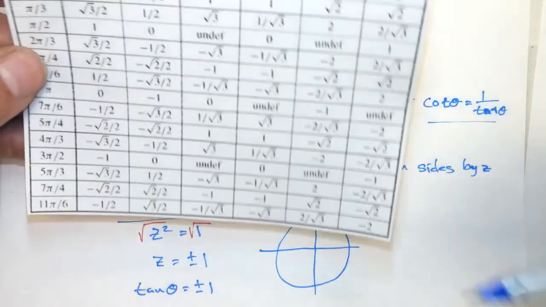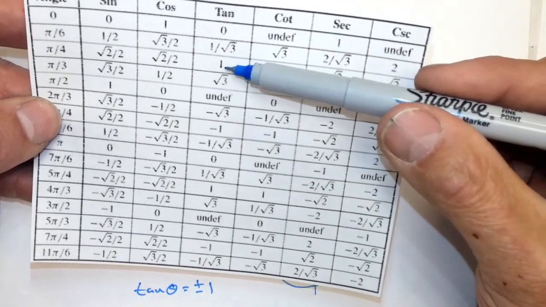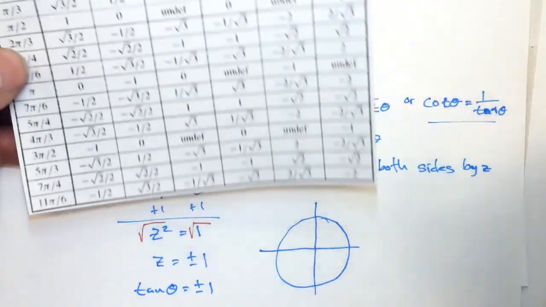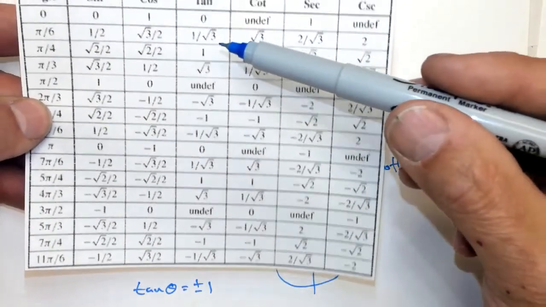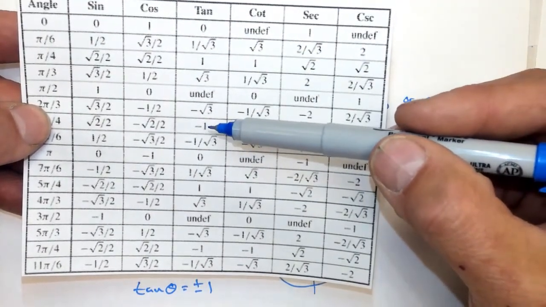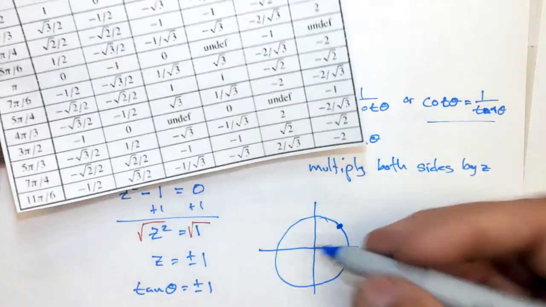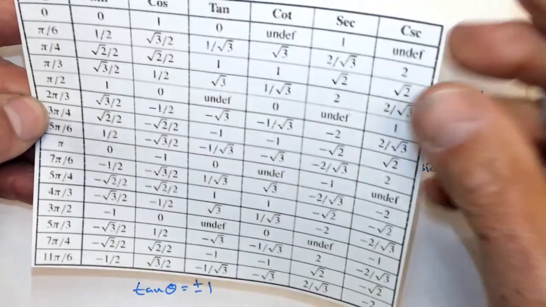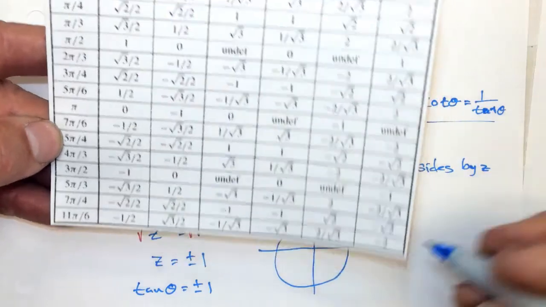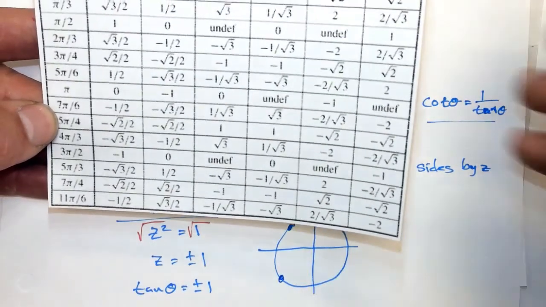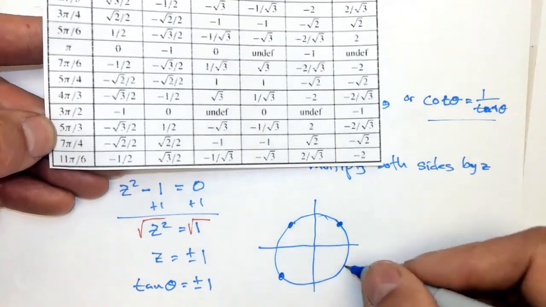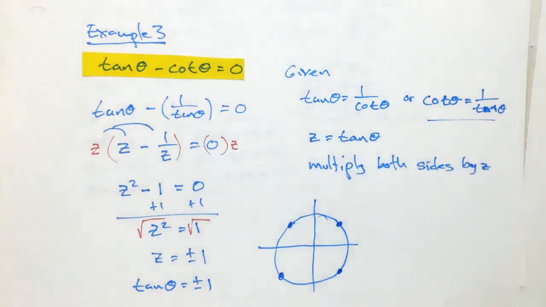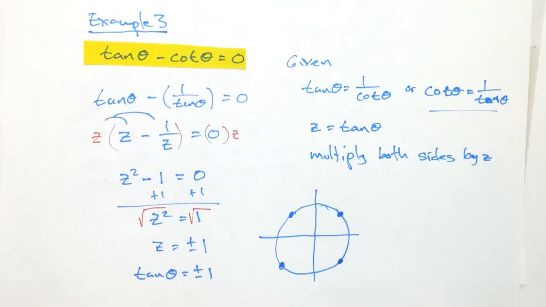And you might already know this, but the tangent of theta equals 1 at pi over 4. It's negative 1 at 3 pi over 4. At 5 pi over 4, it's 1 again. And at 7 pi over 4, it's negative 1 again. 4 solutions on the unit circle.